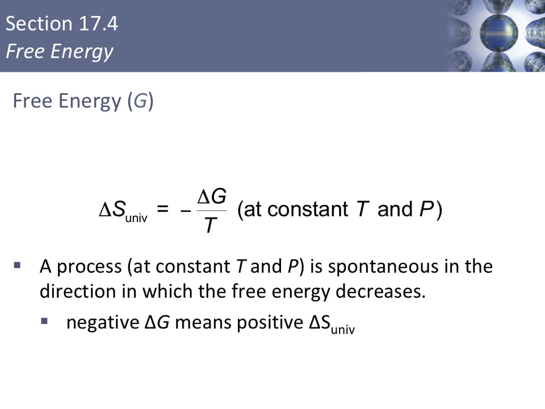We said earlier that we wanted to see a positive entropy change for the universe for a process to be spontaneous. This means that delta G needs to be negative. We're looking for a decrease in free energy when we have a spontaneous process. If your delta G is positive, that means the reverse process is spontaneous. And if your delta G is ever 0, that means your system is at equilibrium.